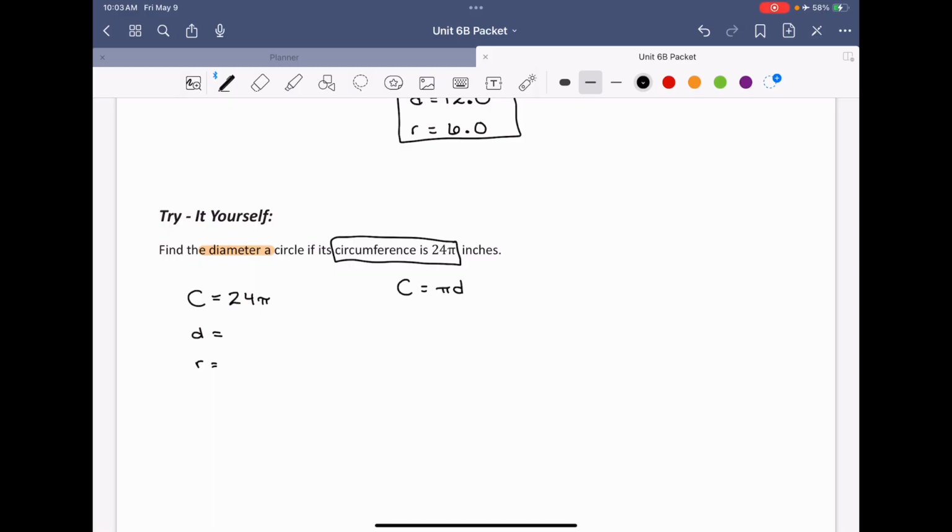So I'm going to replace C with 24 pi and solve for my diameter. Divide both sides by pi. So 24 is the diameter.